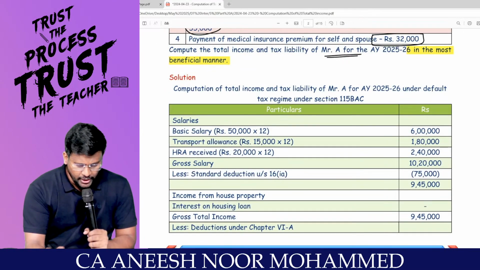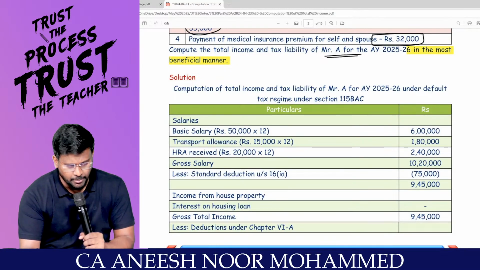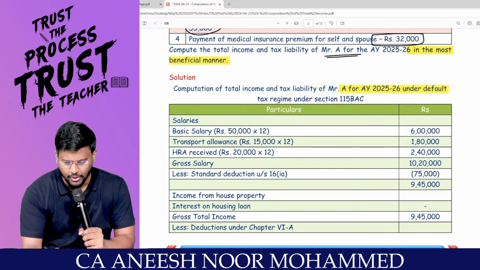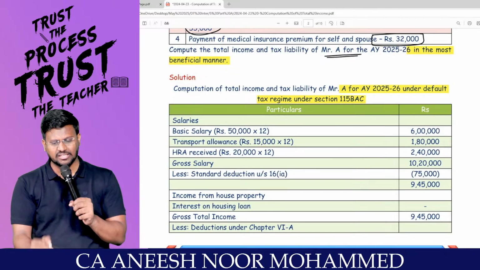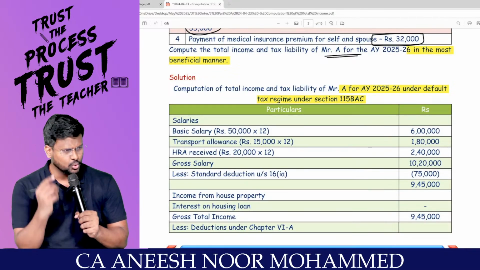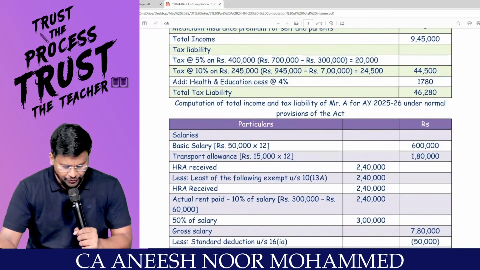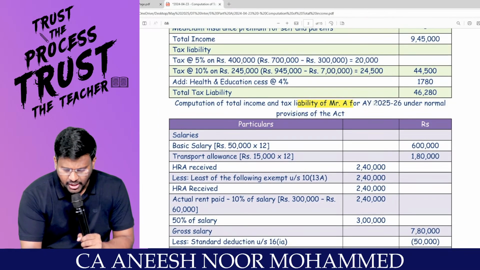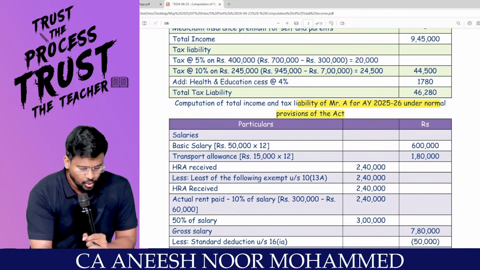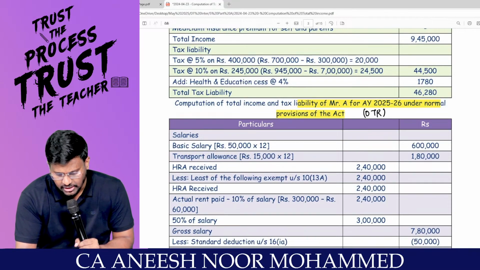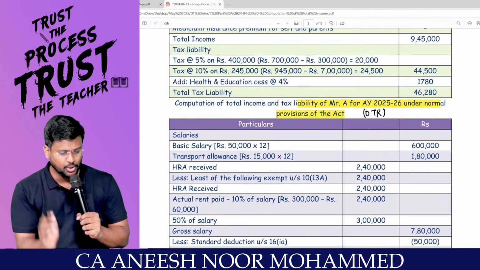Sir, computation of total income and tax liability of Mr. A for assessment year 25-26 under the default tax regime under 115BAC. 2 routes are there. One is default tax regime and the other is optional tax regime. Can I first try the optional tax regime first? Okay, this is optional tax regime. Just be with me, answer my question.